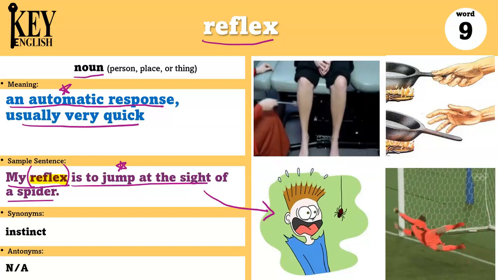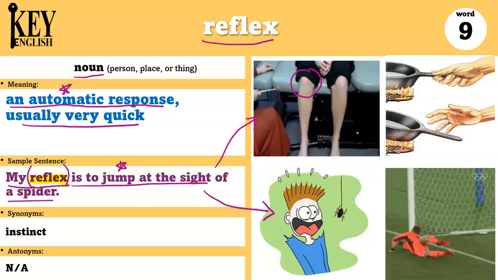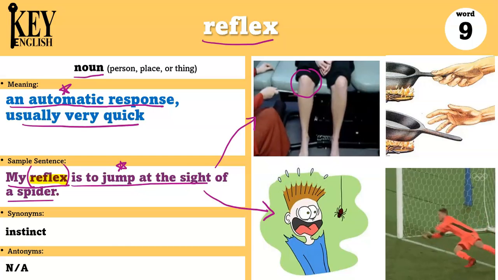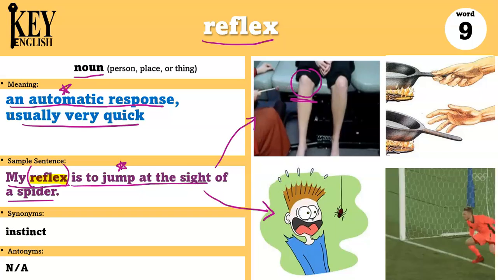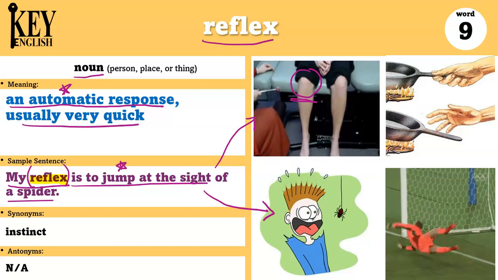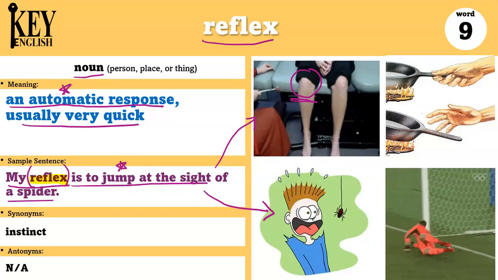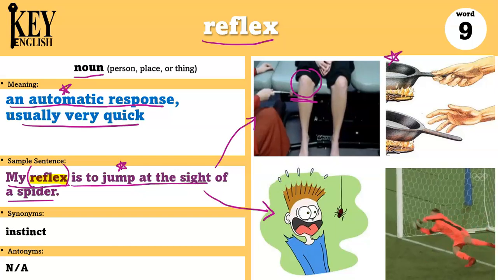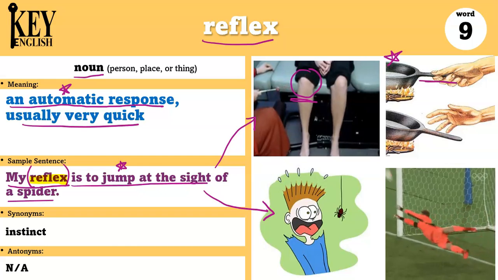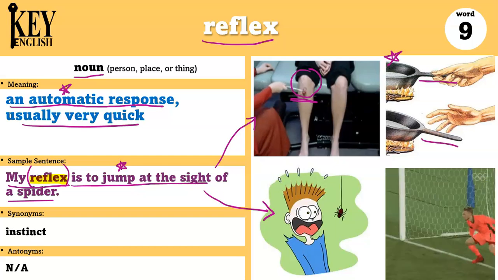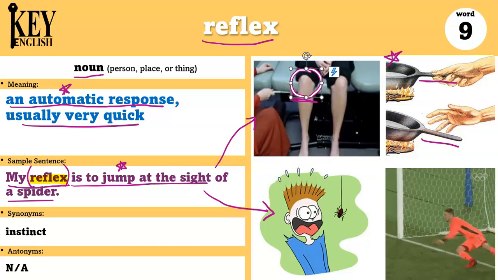That is their reflex. We can also use it to talk about when your body moves automatically without thinking about it. For example, there's a test that doctors do where they hit your knee with a little hammer and it makes your leg kick up. That is called a reflex. You do it very quickly and without thinking about it. And we can also use reflex in this situation when you touch something that is hot. Maybe you didn't know that it was hot, and right away your hand opens and you let go of that thing. That is called your reflex.